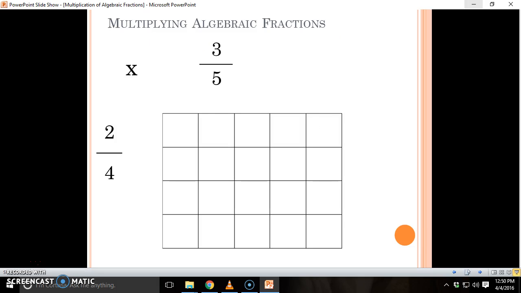Let's illustrate this. What if we want to do 2/4 times 3/5? So I would have 2 of the 4 rows being shaded. I would have 3 of the 5 rows being shaded. And I would only fill that in, which would be 6 squares out of 20. And so you'll notice what happened. I did 2 times 3, and I did 4 times 5, and I got 6 divided by 20.